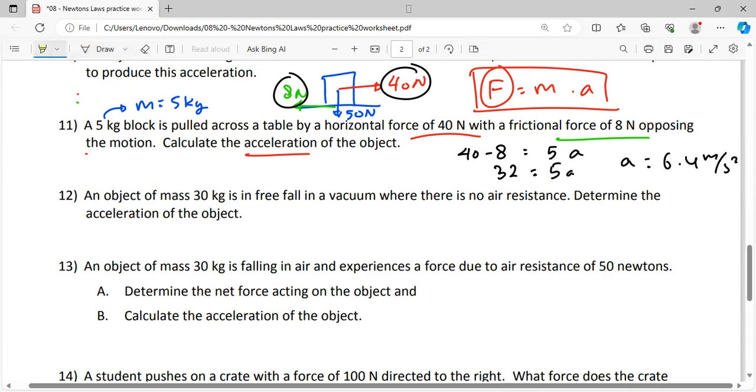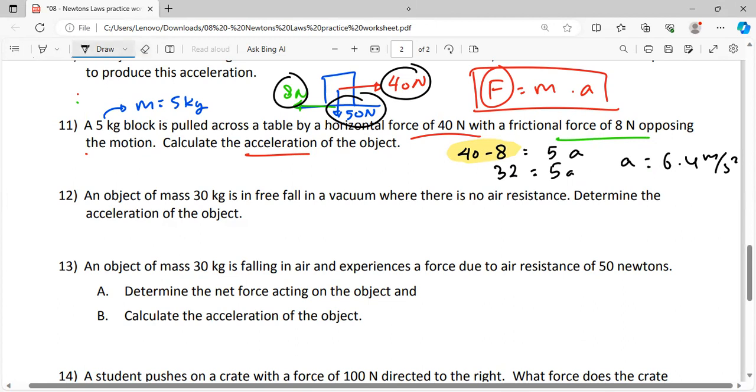As you can see, in this calculation, we didn't include the weight, because the motion of the block is horizontal. So the force we count is only the horizontal force.